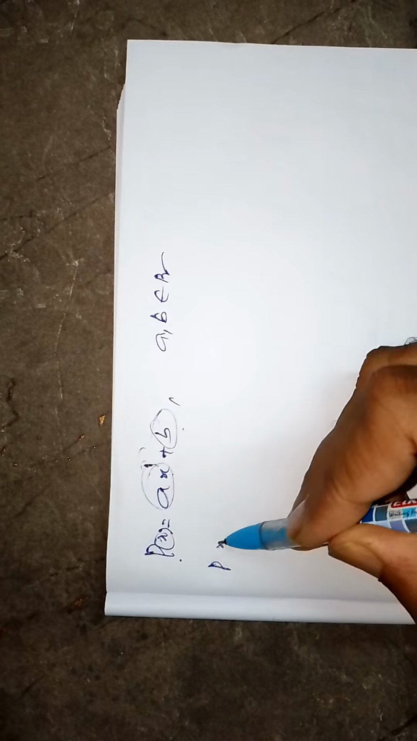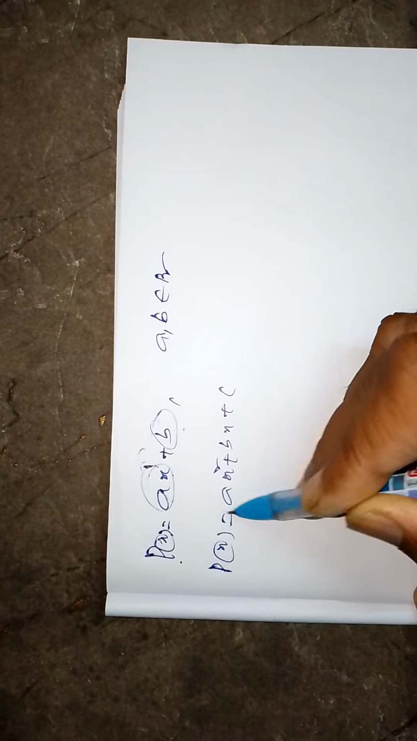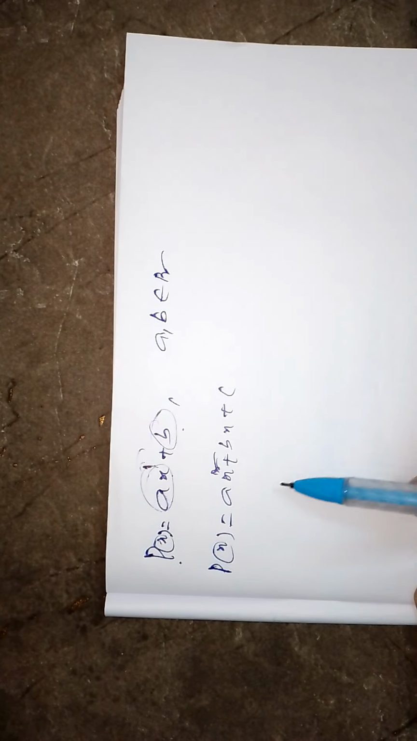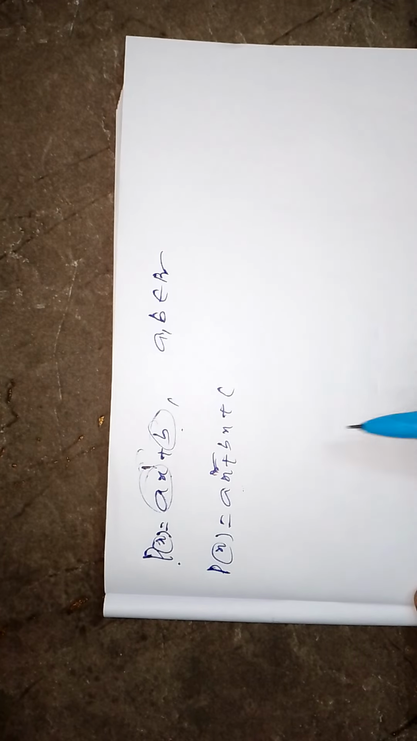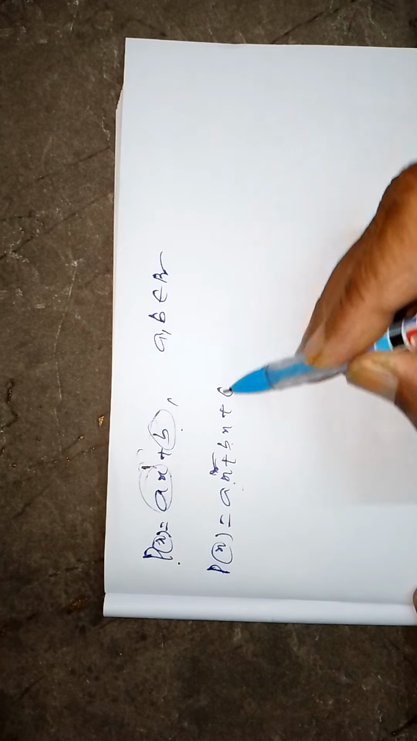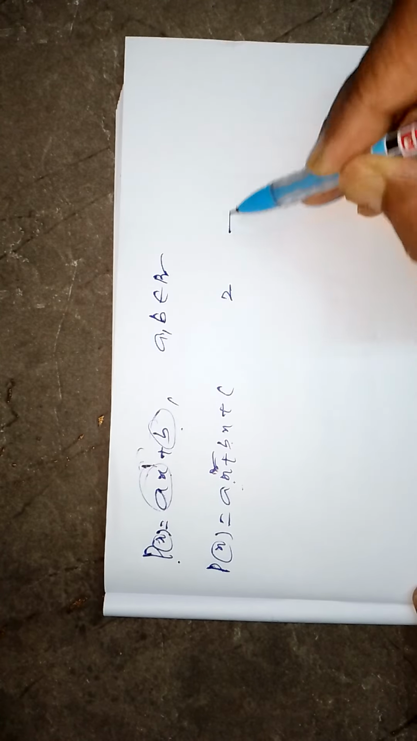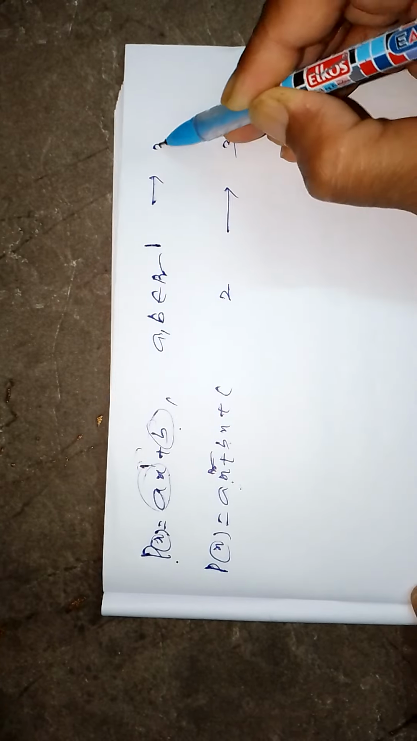If you take a quadratic, ax squared plus bx plus c, where a, b, c are real values, it is a second degree polynomial, which is a complete one. Complete means all the terms are present, no term is missing. So in this we have three terms. So degree 2 has 3 terms, and degree 1 has 2 terms.